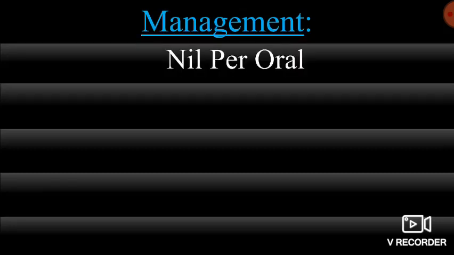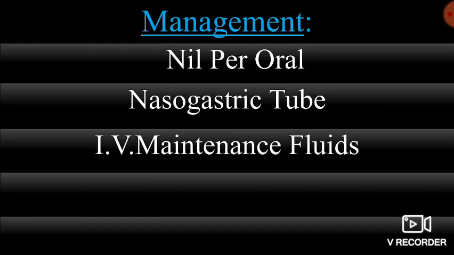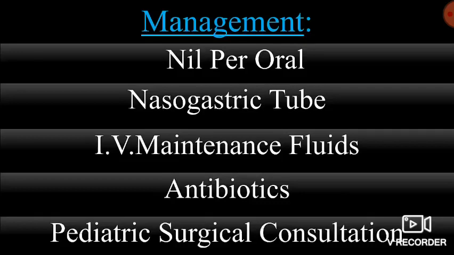Baby should be kept nil per oral and a nasogastric tube should be placed. IV maintenance fluid should be started and baby should be put on broad spectrum antibiotics covering both aerobes and anaerobes. And finally, pediatric surgical consultation should be sought for definitive procedure.